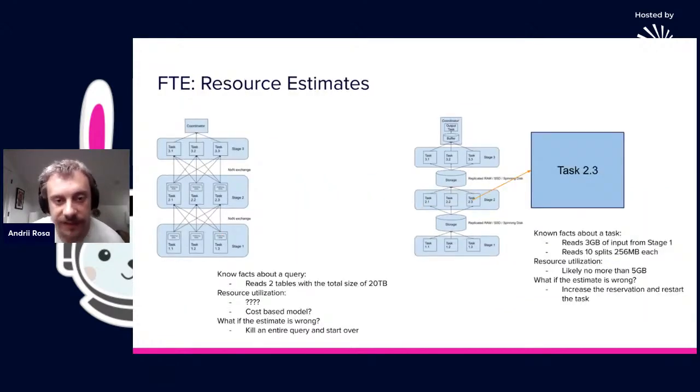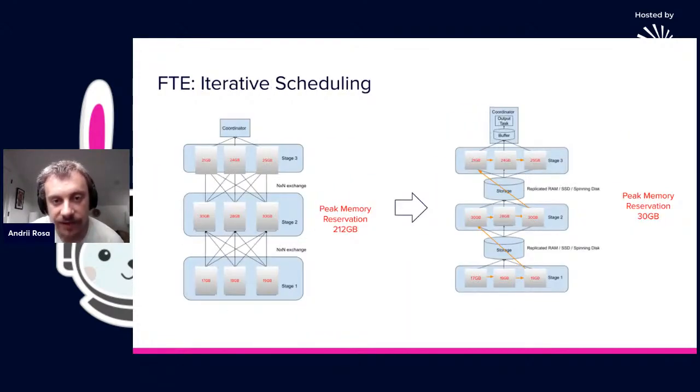So if you look at this slide, let's say you have a query that has to run six tasks, and each task on average uses 20 gigabytes of memory. So with streaming execution, you need to have 200 gigabytes of memory available in your cluster in order for this query to succeed. But if you can execute these tasks one by one, you only need 30 gigabytes of memory in a cluster in order for this query to succeed.